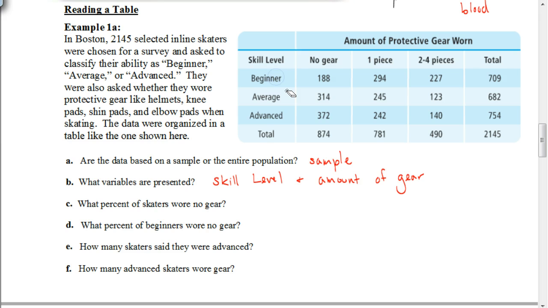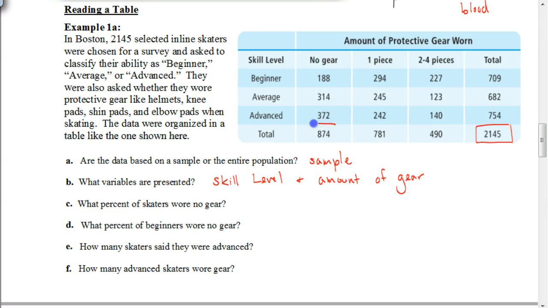And then it asks, what percent of skaters wore no gear? Okay, well there's a total of 2,145. We need to remember that when we're finding a percent, it's always the part that we're looking for over the whole amount. So this is dealing with all skaters, and what percent of all skaters wore no gear?